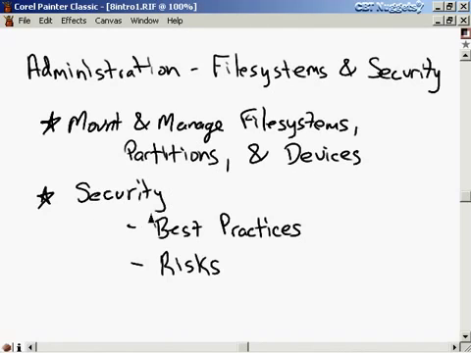And then we'll talk about security in Linux. First we'll talk about best practices. These are techniques that you should employ to maintain good security in your system. And after that we'll talk about risks. Even if you employ the best practices, there are still security risks in your system, and you should understand what those are before you get started.